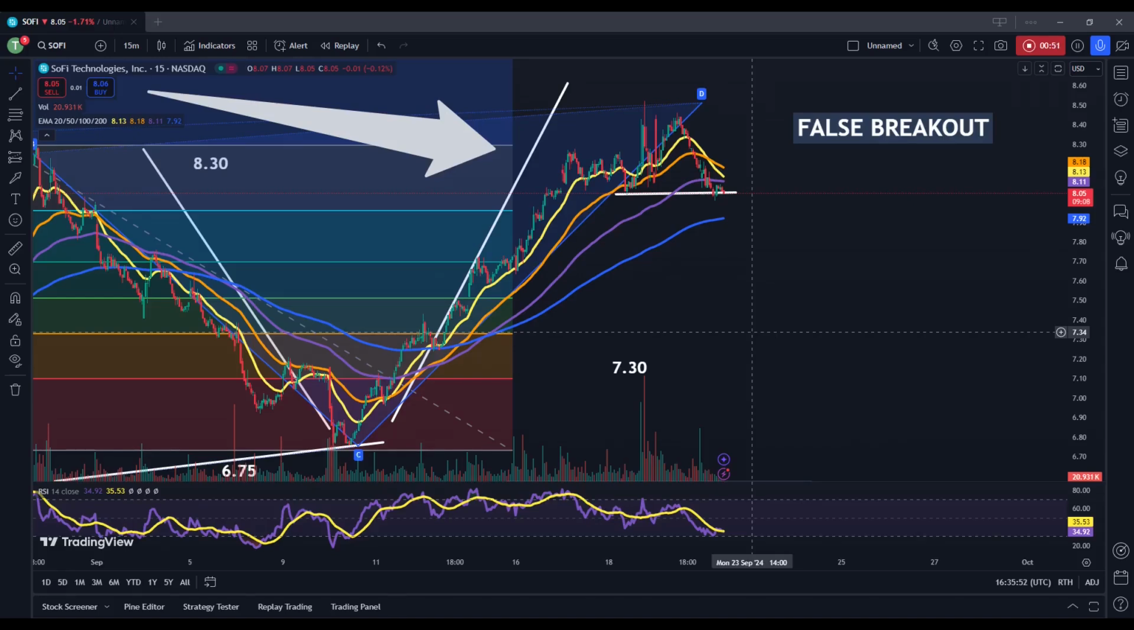So here's the current stock market update for SoFi Technologies Incorporated, stock ticker SOFI.